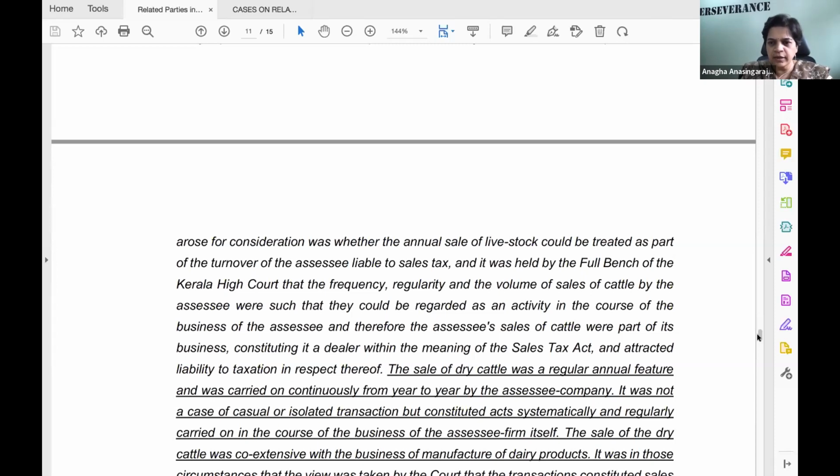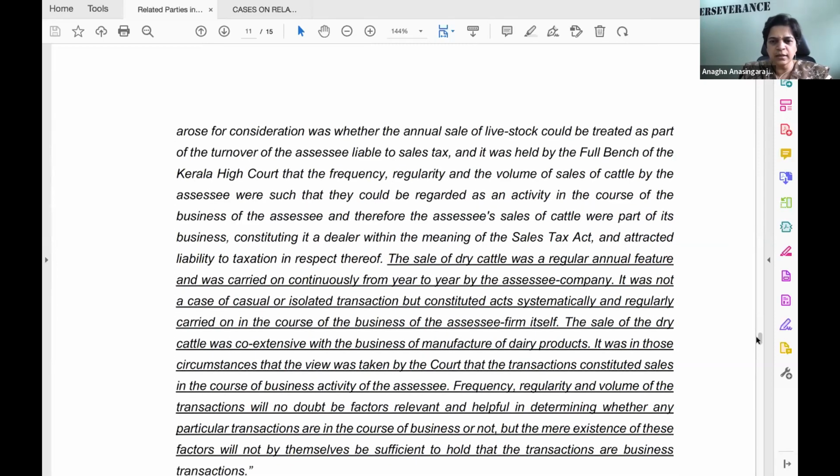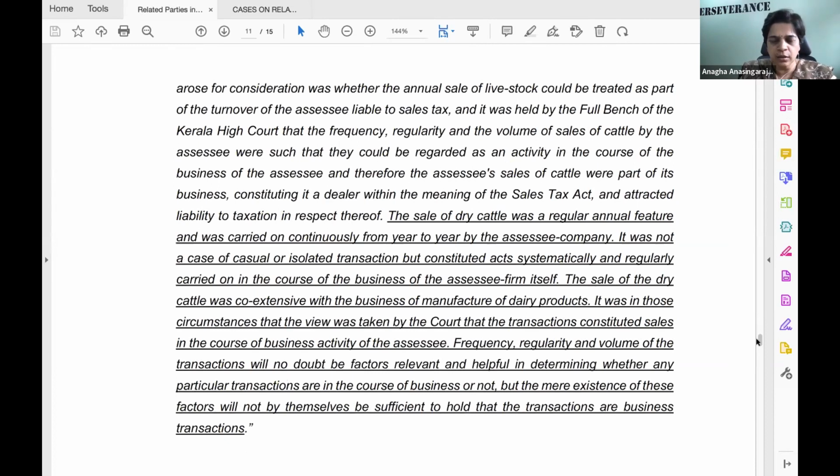And there was various discussion which has taken place in this. If we just come to the underlined portion, the sale of dry cattle was a regular annual feature and was carried on continuously from year to year by the assessee company. It was not a case of casual or isolated transaction, but constituted an act systematically and regularly carried on in the course of business of the assessee firm itself. The sale of the dry cattle was coextensive with the business of manufacture of dairy products. It was in those circumstances that the view was taken by the court that the transaction constituted sales in the ordinary course of business activity of the assessee.